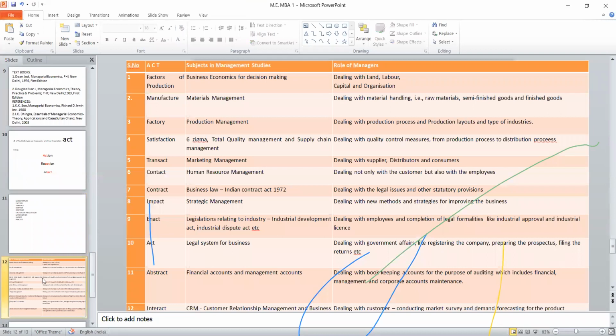What are the factors of production? It is land, labor, capital, organization. For that, you have to take a decision. For that, managerial economics is one of the subjects for you.